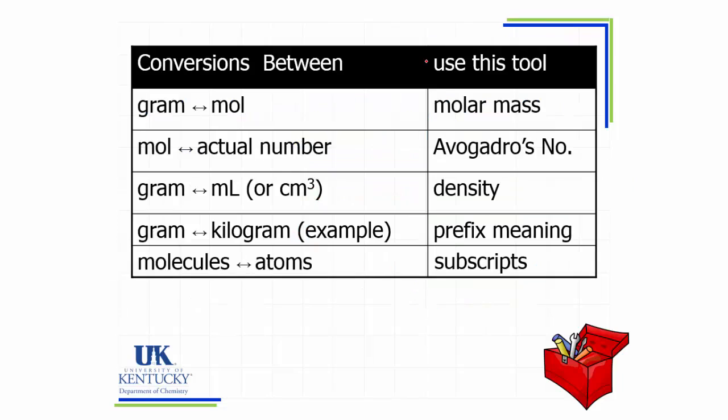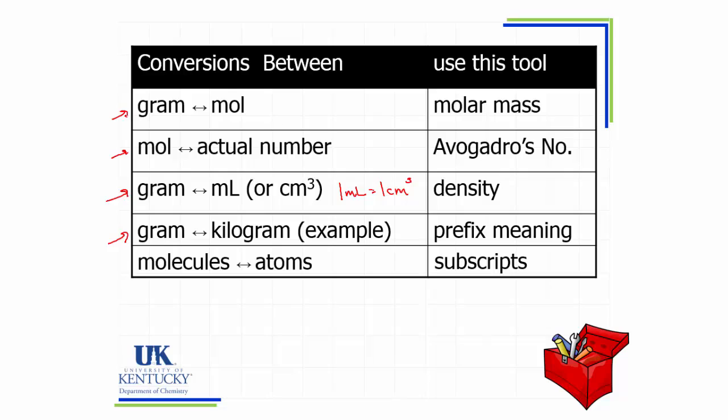So as we've gone through doing a variety of calculations, we've talked about different ways we can relate values to one another. We've looked at things like our prefix meanings from gram to kilogram, for example. We've also done milligram and nanogram. We can use the density to help us get between grams and milliliters or centimeters cubed. Remember that 1 milliliter equals 1 centimeter cubed. We've used moles and Avogadro's number to find out how many of something we had, and we've used molar mass to get between grams and moles.